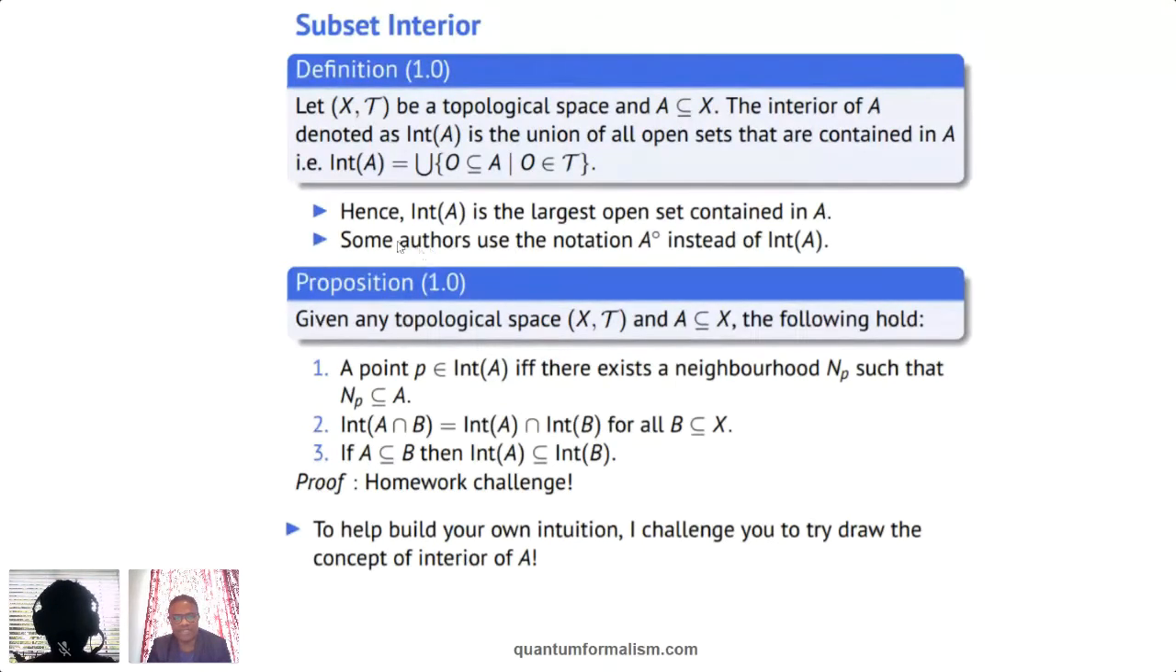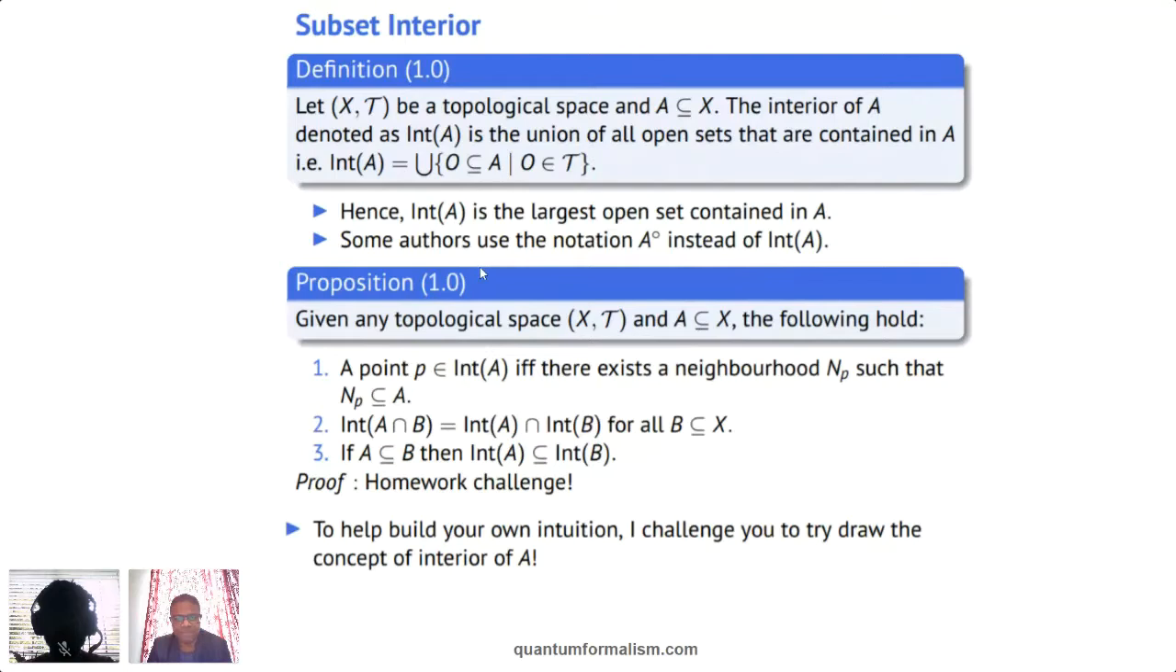Another thing you need to notice is that in some books, I'm not sure what the reference book uses, sometimes they use this notation to denote the interior. It means the same thing. I'm using this because I think it's much cleaner.